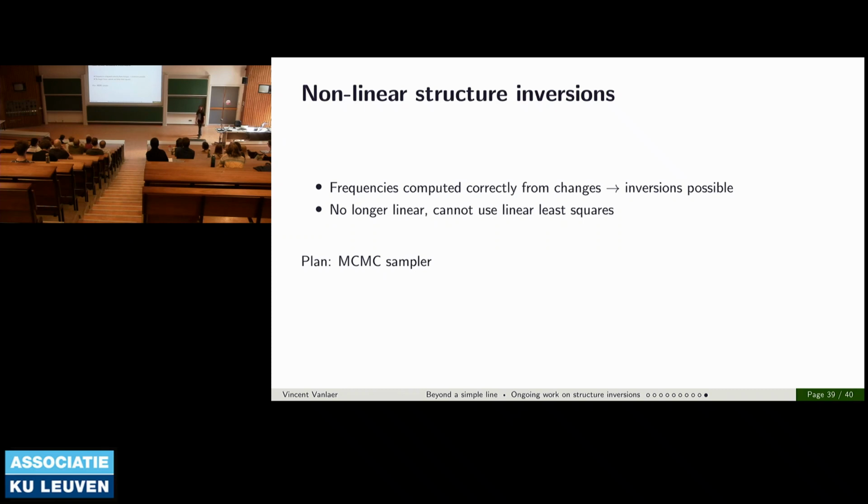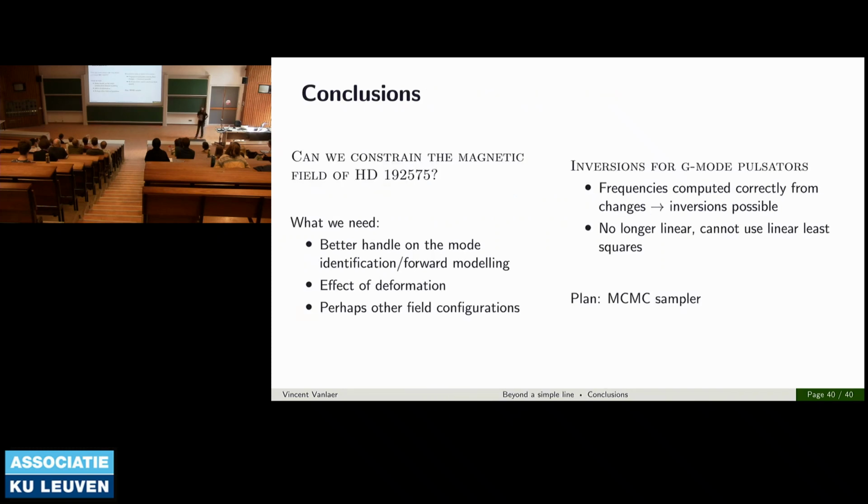This is no longer a linear relation. The function you saw before was linear, so we cannot use something like linear least squares to just fit the buoyancy frequency. Instead we have to do something more complicated, for example some MCMC-based sampler or other sampling methods to fit your buoyancy frequency profile. But that's currently ongoing work. Hopefully it won't take too much time to actually implement, but we all know how reality goes. With that, I'll leave you with the two conclusion slides together, and I'll be happy to answer your questions.